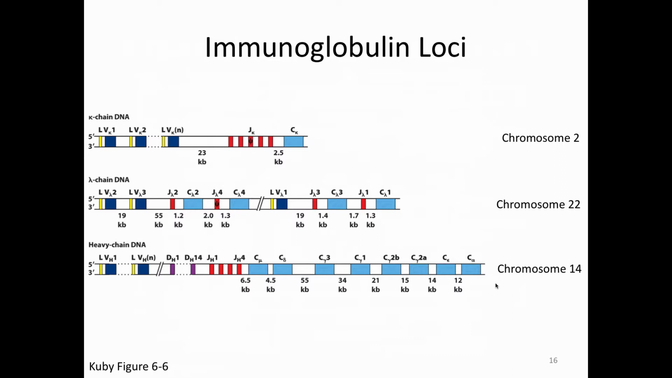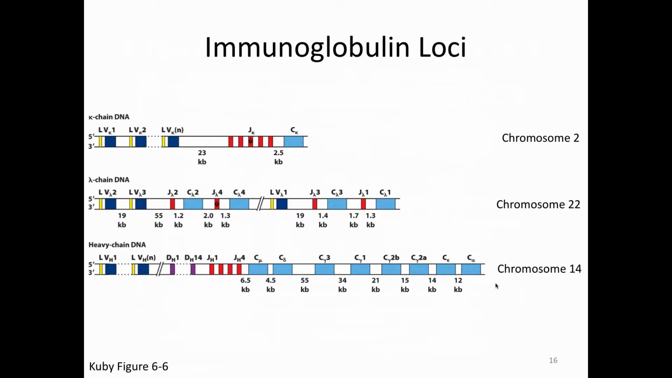In B cells, there are two different kinds of light chains. One's called lambda, one's called kappa. Kappa's on chromosome 2, lambda's on chromosome 22. In both cases, they just have V's and J's. They're arranged a little bit differently. We don't care right now. Heavy chain is on chromosome 14.